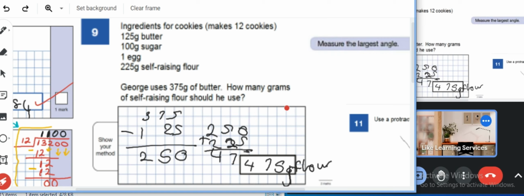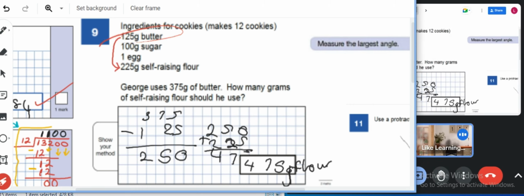Or you check, for instance, 125 grams of butter, 125 grams of butter is used with 225 grams of self-raising flour. Let me show you what I mean. Look at this. 125 grams of butter is together with 225 grams of self-raising flour. Now it's asking what 375 will be. There are many ways to do this.